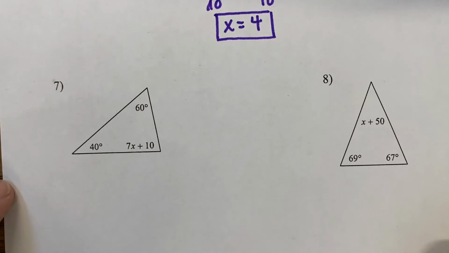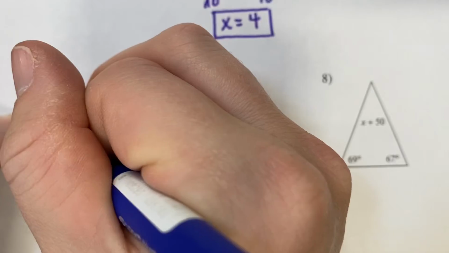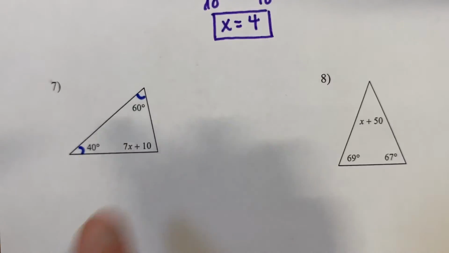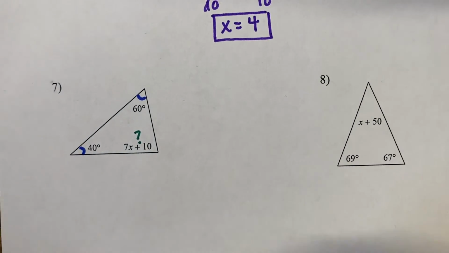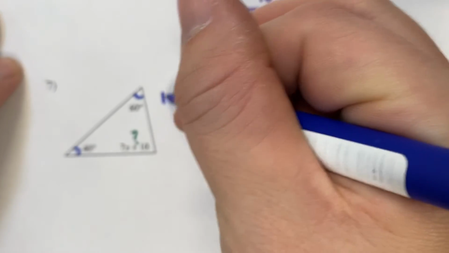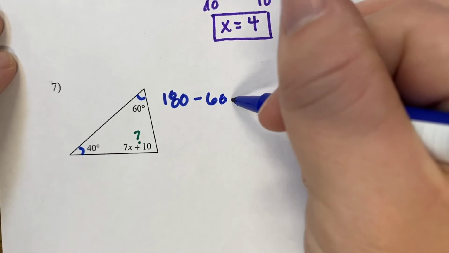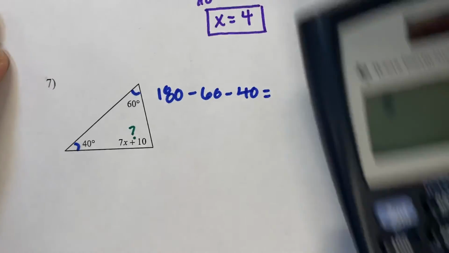Okay, now let's look at number 7. We're going to do this 2 more times. So it gives us two angles that we know. We don't know the third angle with that equation in it, so we're just going to mark it with a question mark. And we're going to find out what that third angle is equal to. So start with your total number of degrees, 180 minus 60 minus 40. Is going to be equal to what?